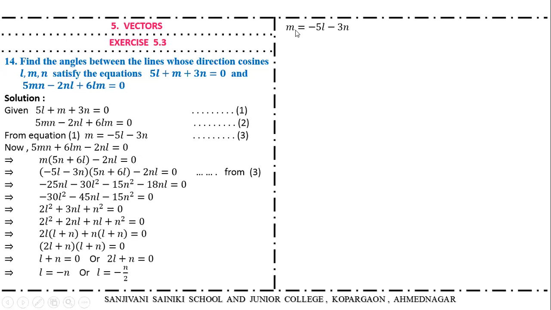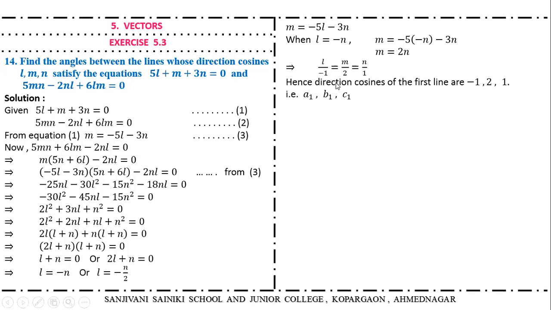Now what is the value of M? M is given as minus 5L minus 3N. Now I will take the first value of L, L is equal to minus N. I will put it in this equation and simplify. I will get M is equal to 2N. So L, M, N are the direction cosines, and the corresponding numbers are -1, 2 and 1. So these are the three direction ratios, because any three numbers which are in proportion with the direction cosines are called direction ratios.